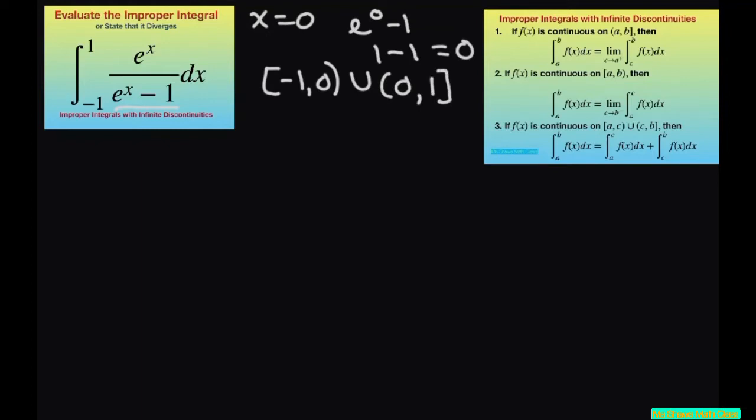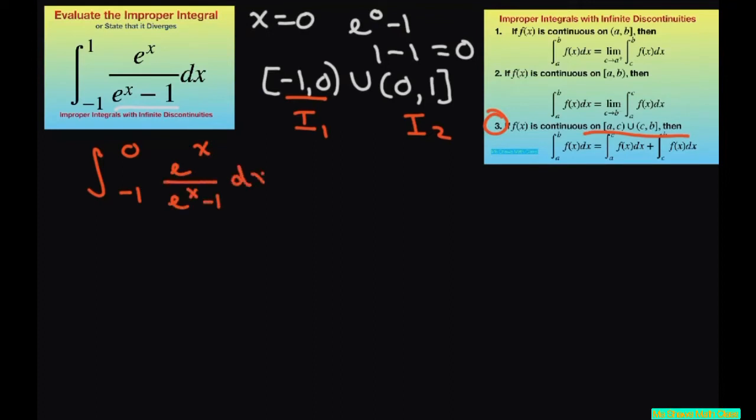That means we're going to write two different integrals, one for this one and one for this one. All right, so let's do that first. And we're using part 3 because that's the form we have. So we're going to rewrite this as the integral from -1 to 0 of e to the x power divided by e to the power of x minus 1 dx, plus the integral from 0 to 1 of e to the x power divided by e to the x minus 1 dx.